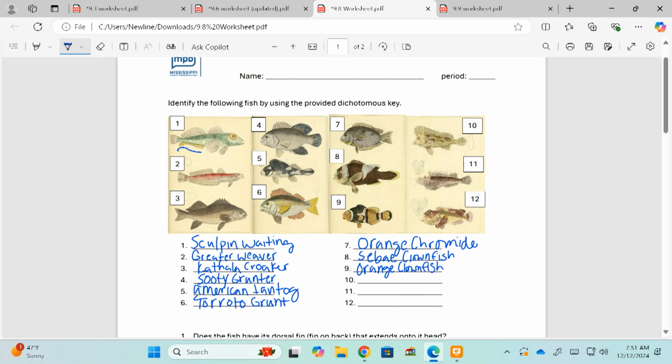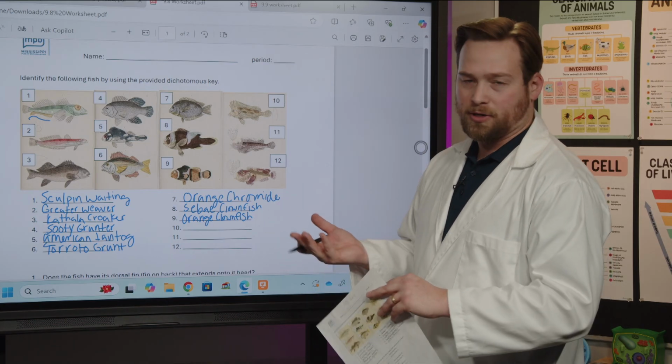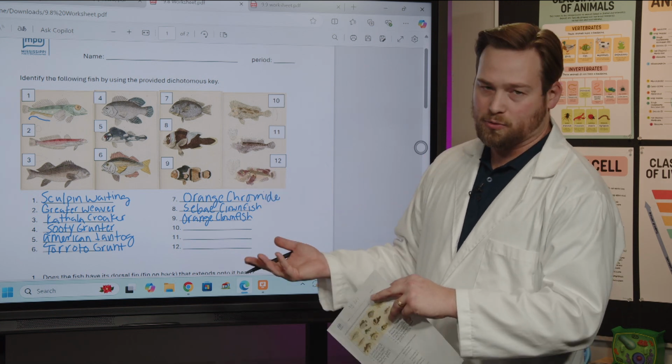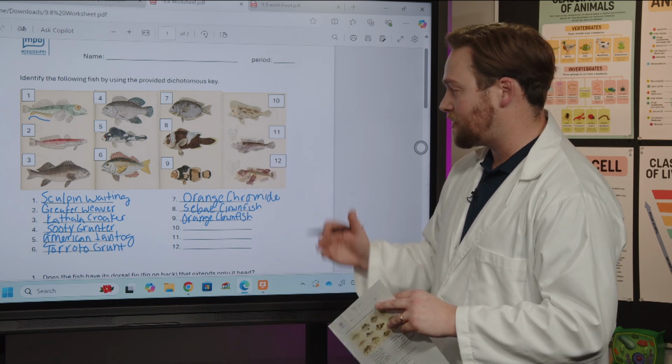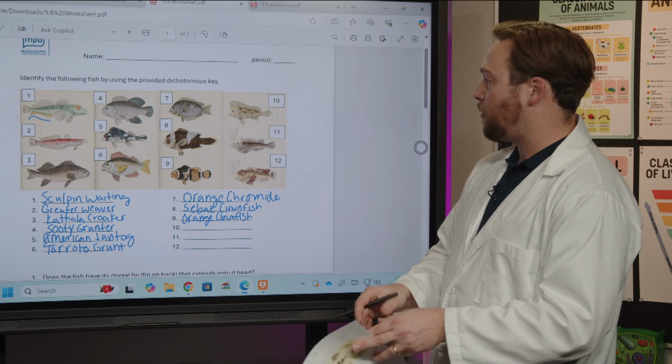So it's okay to make mistakes on these. They can be kind of tricky. The color is a little subjective. It's hard to tell if it's orange or yellow, but we made a simple correction there, and we have identified that fish correctly. So now we'll go to 10.